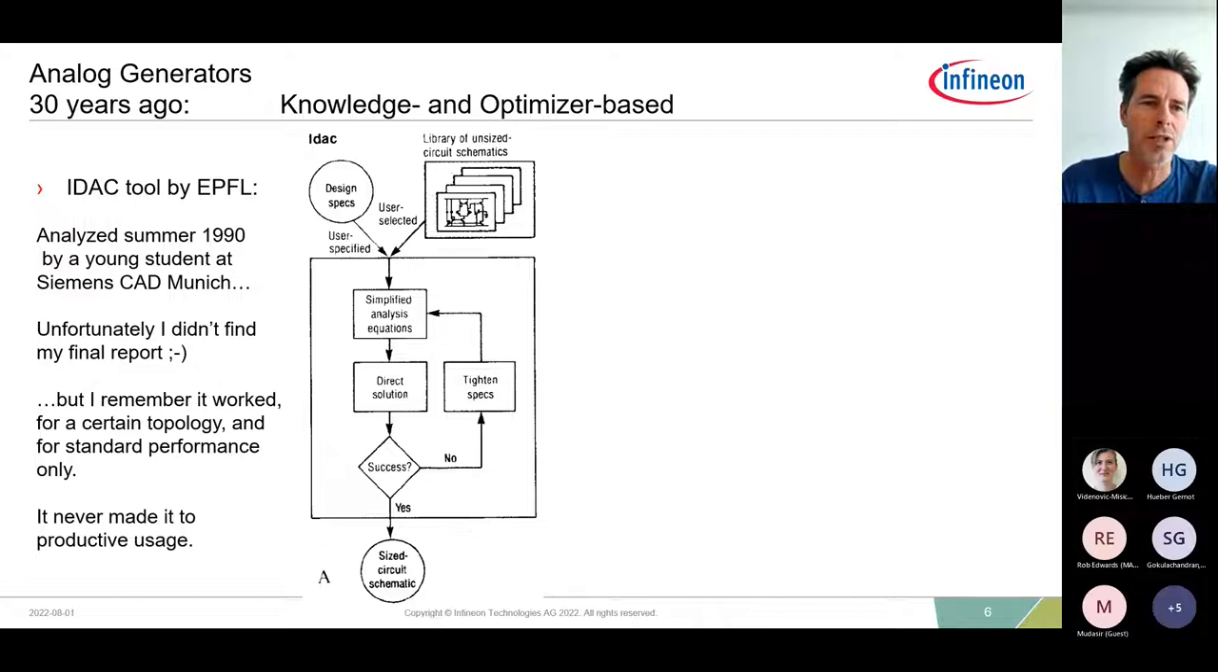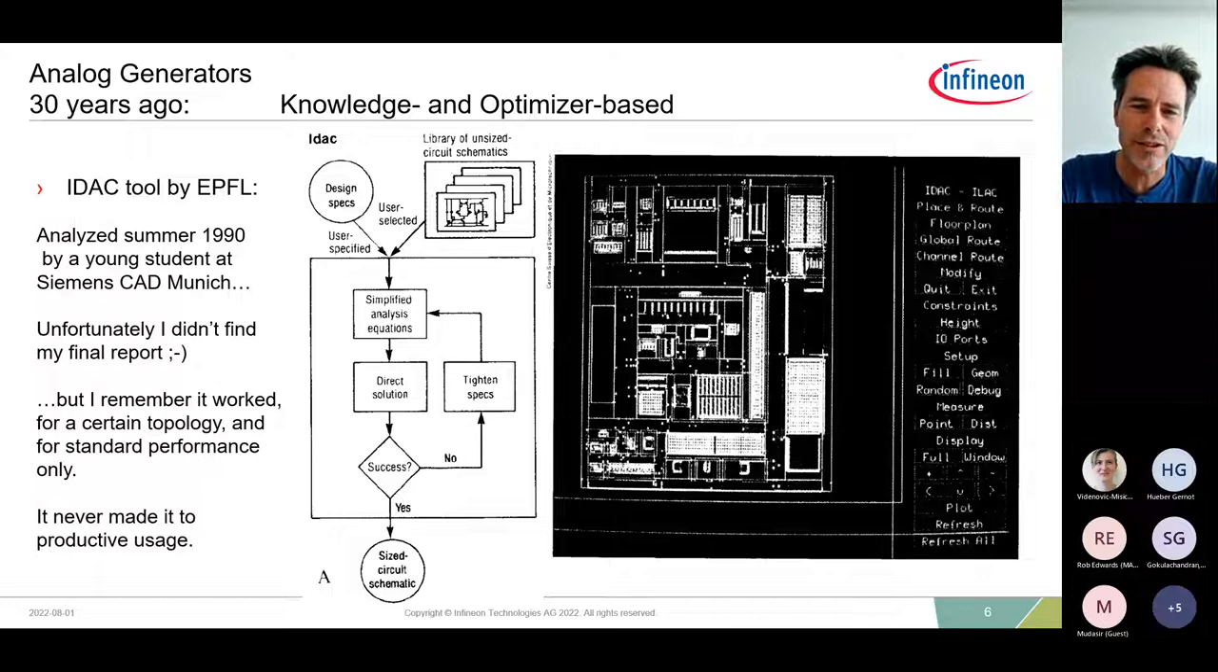I had the honor to analyze this tool in the 90s when I was a student at Siemens at that time in Munich. You see on the right side a screenshot of the screen. It had a nice GUI. You could enter things, you got a layout out of it, but in the end, it turned out not to be successful. There might be several reasons, but I believe the main reason, also why Siemens did not use it in the end, was that it was not flexible enough. It was able to create your standard op amp, but the effort to get the standard op amp was in the same order, even higher than taking an experienced analog designer.